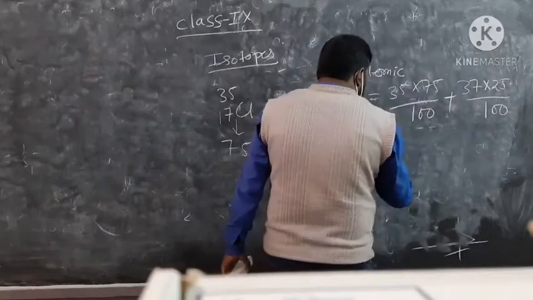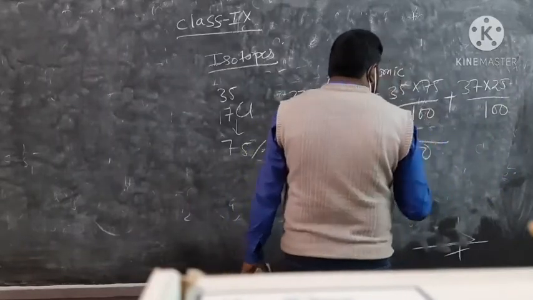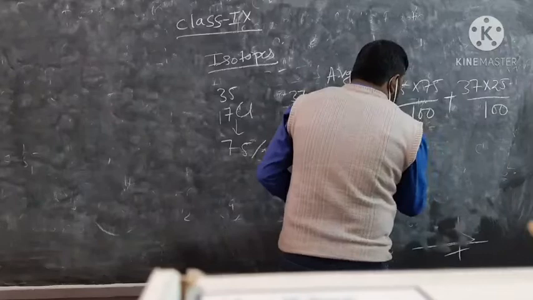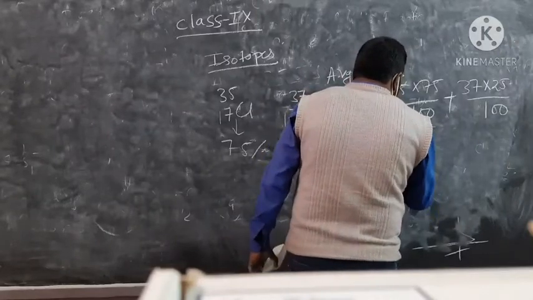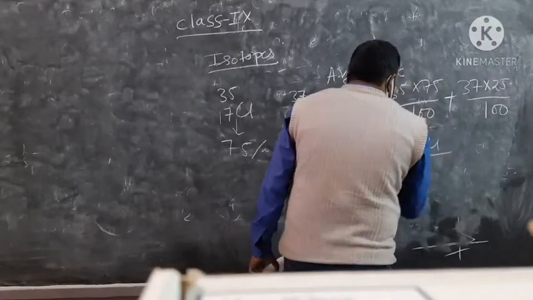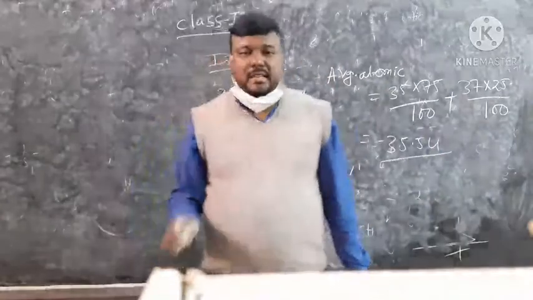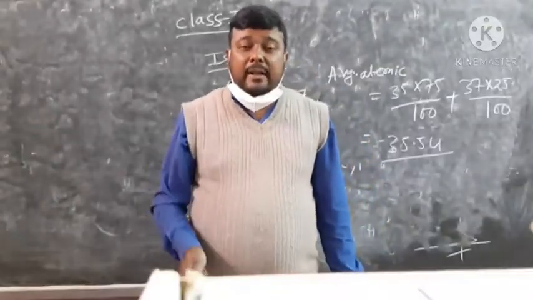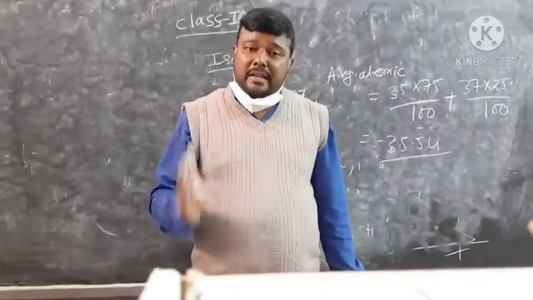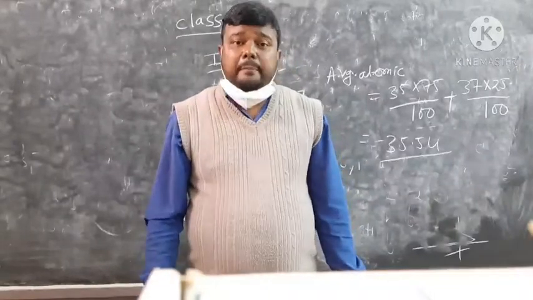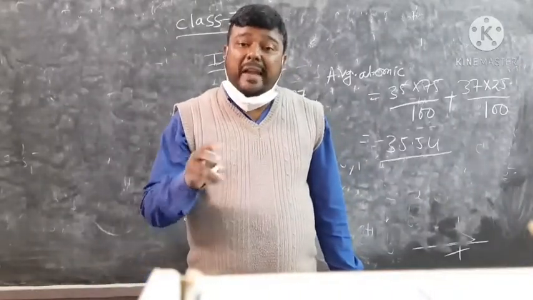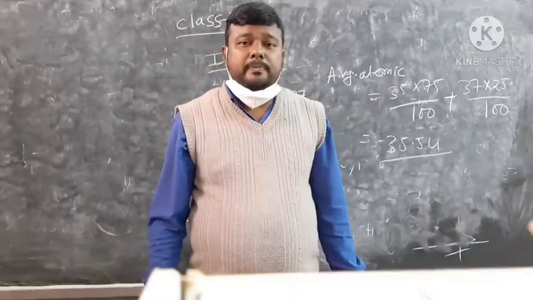Now let us take that. If we calculate this, it will come to 35.5 u. So as the elements exist in isotopic forms and the percentage of abundance of those isotopes in nature is different, we get the fractional or average atomic masses.